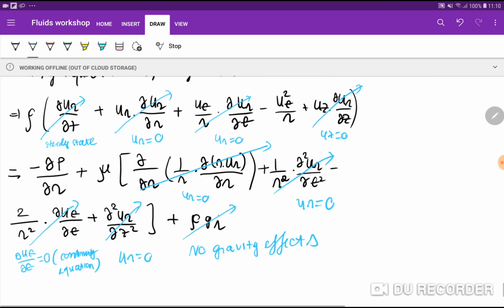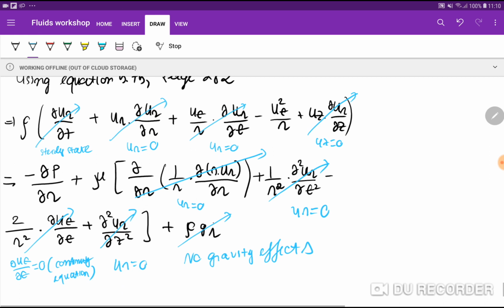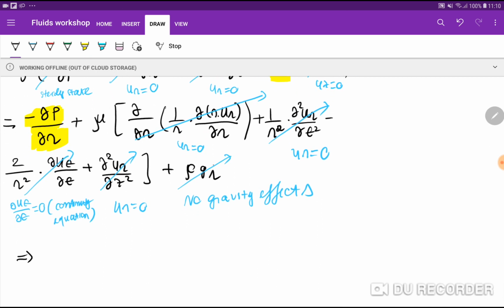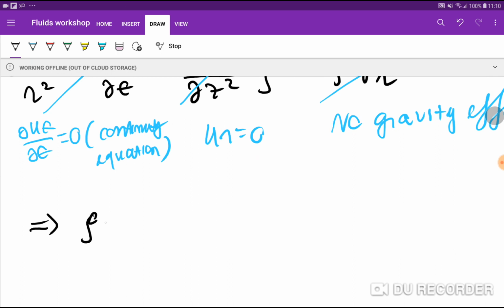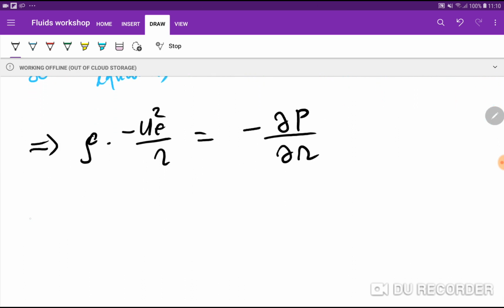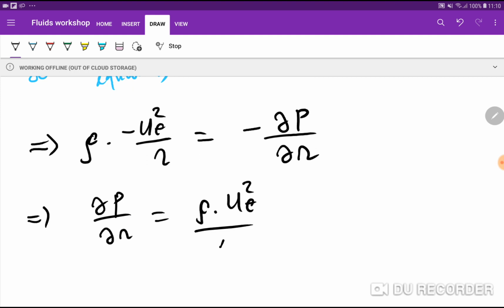So what terms do you have left? I hope y'all can see it. You have these two right here. Let me highlight this. You have this guy and this guy left, and the two of them are equal. So what can be inferred is ρ times negative u_θ² over r equals negative ∂p/∂r. If you take away the negatives on both sides, or multiply both sides by -1, you get ∂p/∂r equal to ρ times u_θ² over r. Okay.